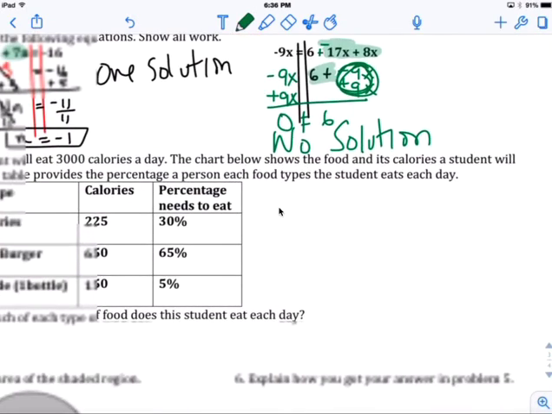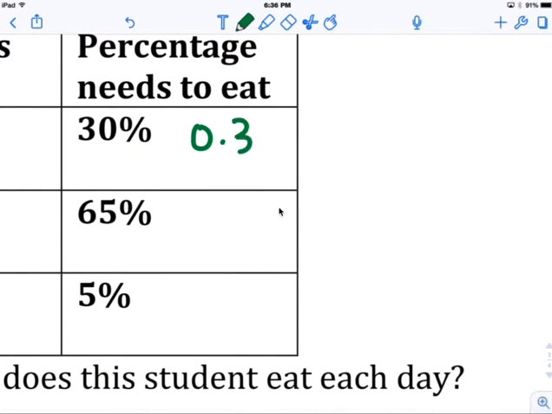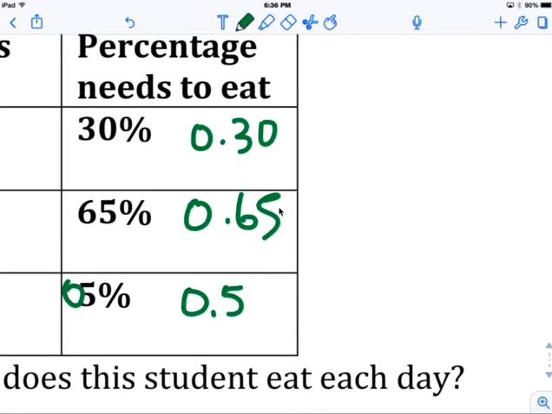Okay, here. Anytime you have percent problems, the first thing you do, before you even read it, is turn the percent into a decimal. Be careful here. This is not 0.5. This is 0.05. This is 5%, not 50. So you have to put that zero in front like that. All of these have two numbers. You need to have two numbers after the decimal.